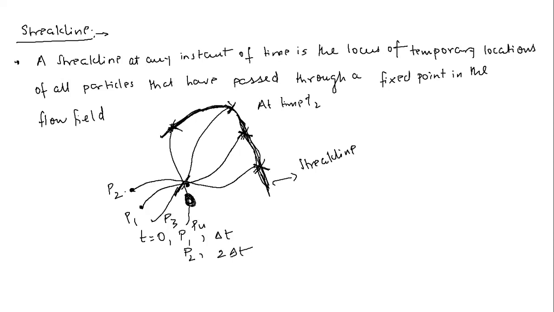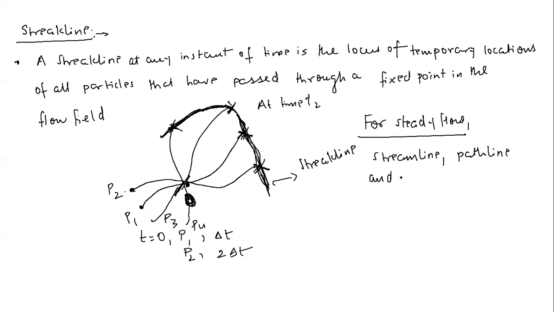Now again, let me mention one important thing for steady flow. This is very important. Just go home and try to understand this, and if you have any query, please ask me. For steady flow, we knew that the streamline and path line become the same thing, but what about the streak line?